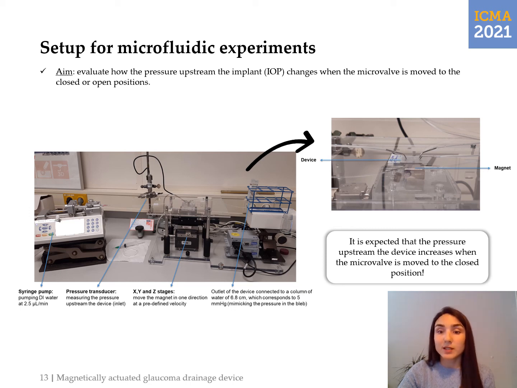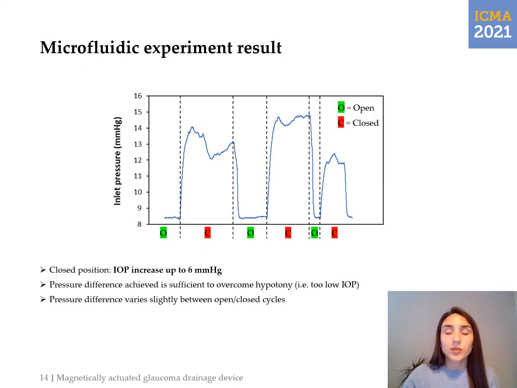This is what we want, because in the case of hypotony, we want to increase the pressure in the eye because the pressure is too low and it can be very dangerous, can even lead to blindness. So we want to increase this pressure in the eye to healthy values. The result from the microfluidic experiment is shown here. When we move the micropencil valve from the open to the closed positions, we can see that the IOP, or the pressure upstream the implant, can be increased up to 6 millimeters of mercury. This pressure difference is actually sufficient to overcome hypotony, the too low IOP case.